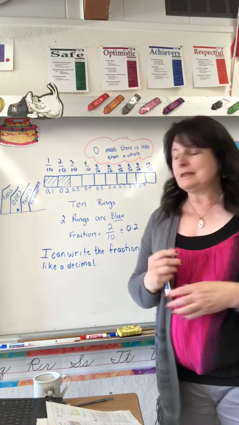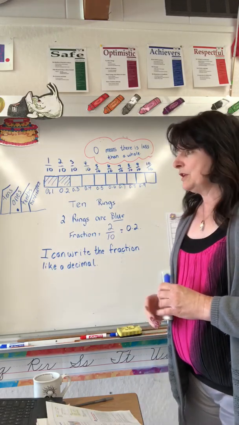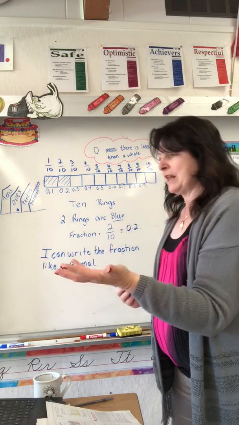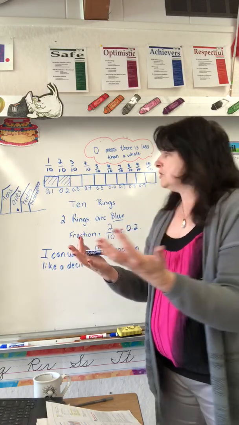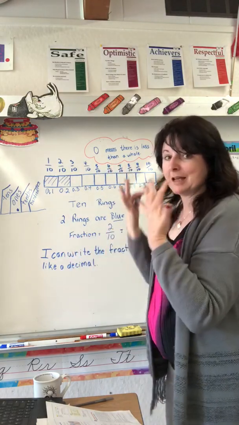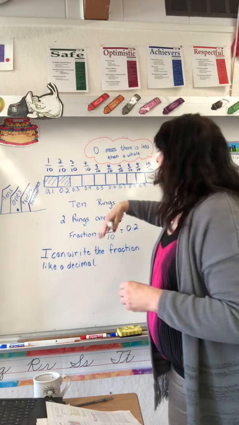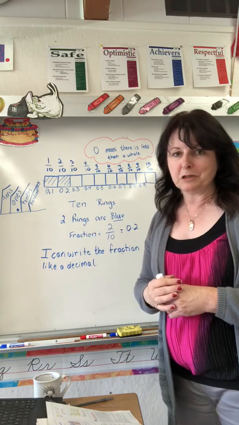So in today's lesson, we're looking at writing fractions like a decimal. So if you have 5 flowers that are red and 5 flowers that are blue, you would be saying that you have 5 out of 10, because it's 10 in total, that are red, so that would become 0.5. And you also have 5 out of 10, 0.5, that are blue.